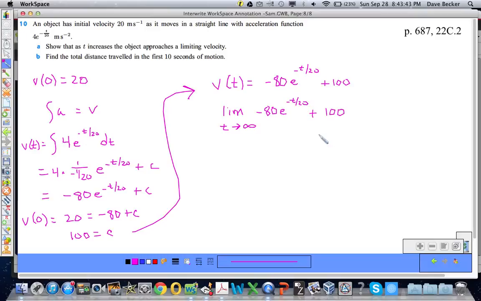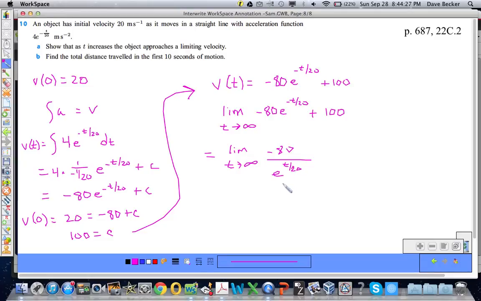Let's just think about this. I'm sorry, I need to rewrite this. Negative 80 e to the negative t over 20. We can rewrite this as the limit as t goes to infinity of negative 80 over e to the t over 20.